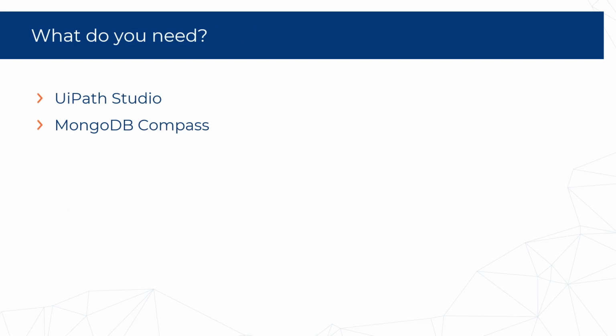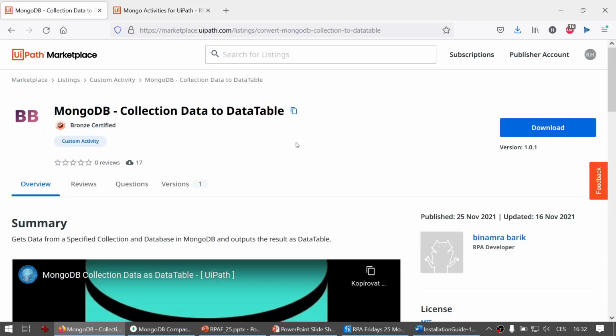To follow me in this video, all you will need is UiPath Studio. And of course, if you wish to see what's going on in the database, the MongoDB Compass tool would be handy. So if you search for MongoDB activities on UiPath Marketplace, you will come across two activities packages.